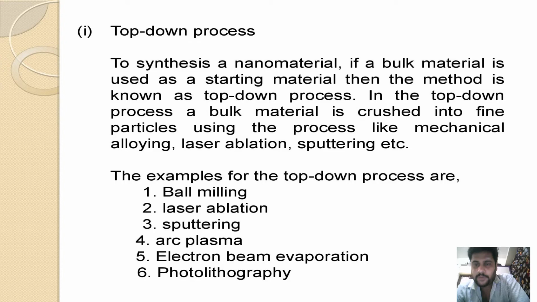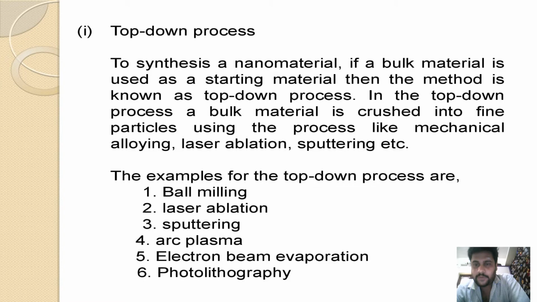So in the top down process, a bulk material is crushed down into fine particles using processes like mechanical alloying, which primarily has ball milling, where you will have a large sized ball in which the bulk material is laid down and it is crushed into fine particles by mechanical process. Then you have sputtering, using high powered laser ablation, photolithography, etc.